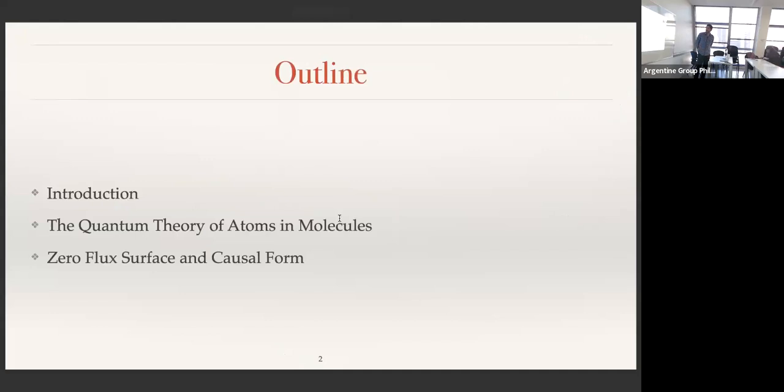Then the outline is as follows. I will start with the introduction, the problem, and state the aims of this work. Then I will introduce the main tenets and the mathematical structure of the quantum theory of atoms in molecules, emphasizing the role of the zero flux surface. And finally, I will give some reasons to interpret the role of the zero flux surface as a case of downward causation, or a manifestation of downward causation.